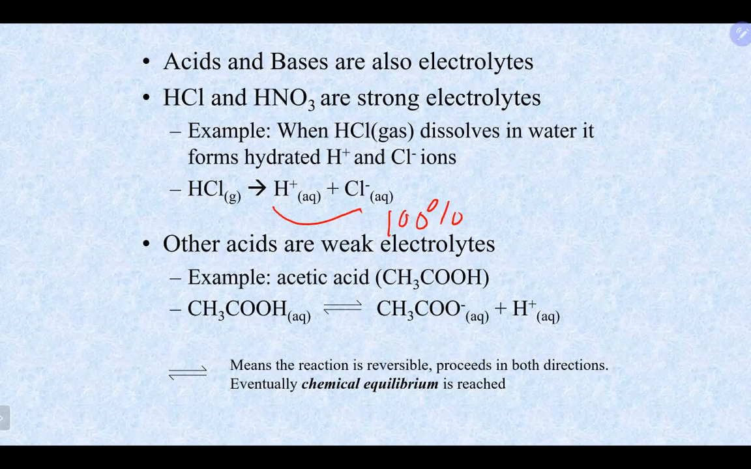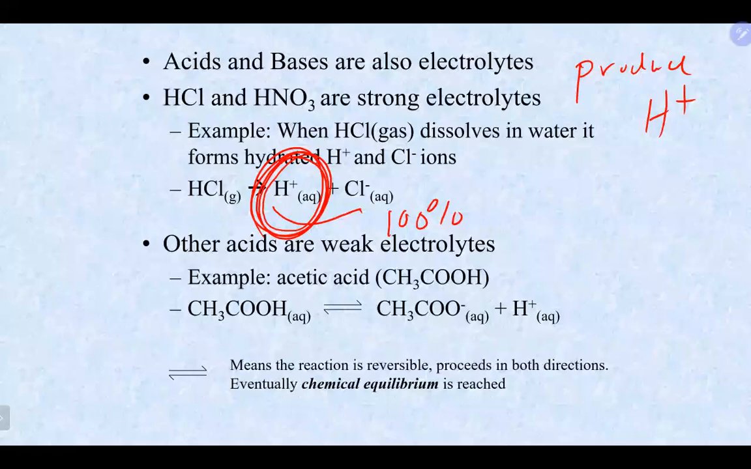The basic definition of an acid is the ability to produce hydrogen ions, which means this is a strong electrolyte and it completely breaks apart. As soon as it goes into solution, it creates a lot of H+ really quickly, which is why it's considered a strong acid. On the other hand, we do have some weak acids that are also weak electrolytes.